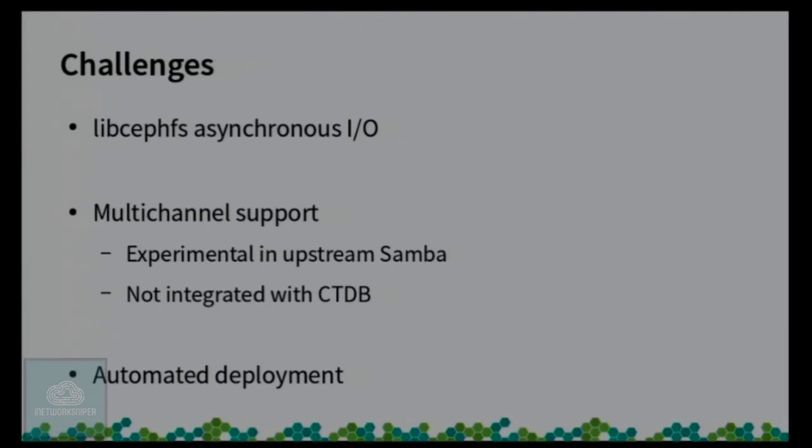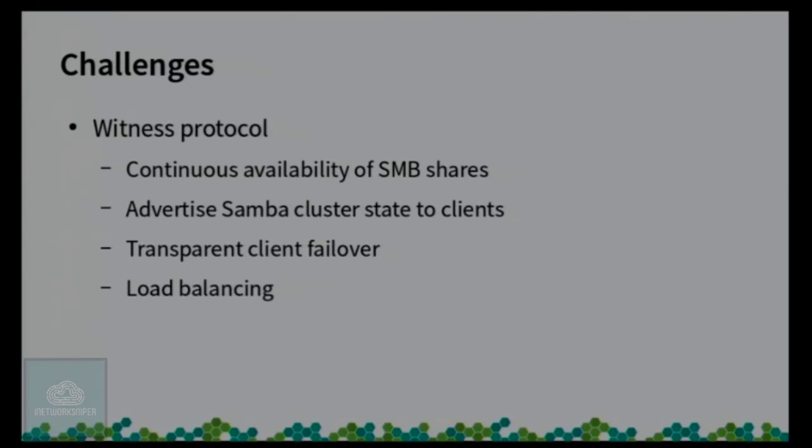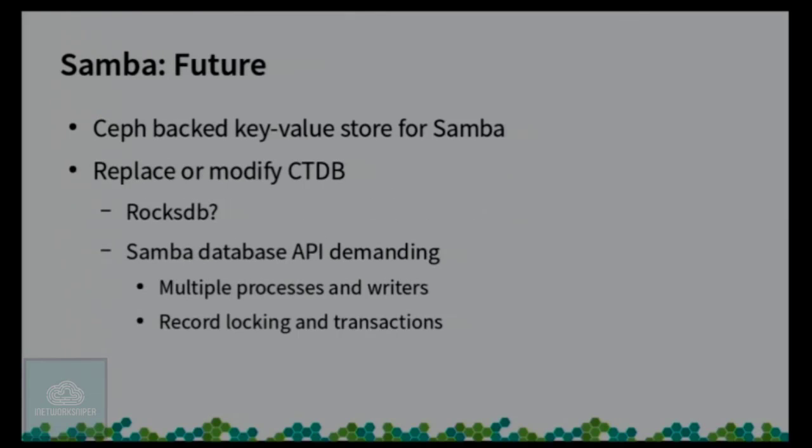Deployment: at the moment Samba isn't integrated into DeepSea, which is the utility we use for deploying a Ceph cluster within SUSE. Witness protocol, this is very SMB specific, allowing the Samba or Ceph cluster to notify SMB clients and balance load across the SMB gateways would be something good to have. And finally, a replacement for CTDB, or potentially using the RADOS key value store instead of a full HA stack, would be, I think, a nice simplification for the architecture of a clustered Samba gateway, and something we're looking into.